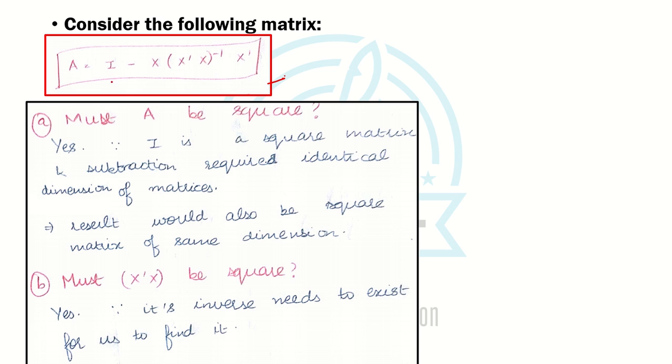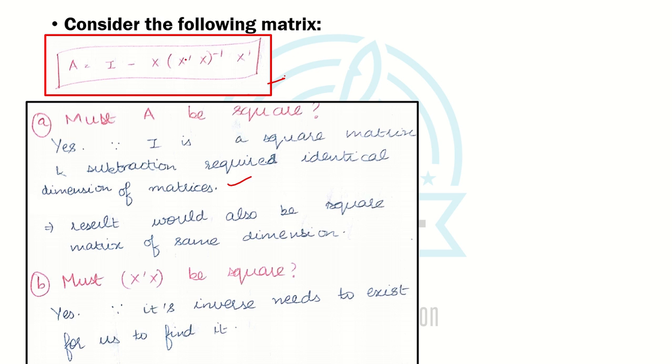An identity matrix by its nature is square. So because A is going to be the answer to this subtraction, and in subtraction you need the same dimension, therefore A has to be a square matrix. This is what logically makes sense, and this is how you would put it.